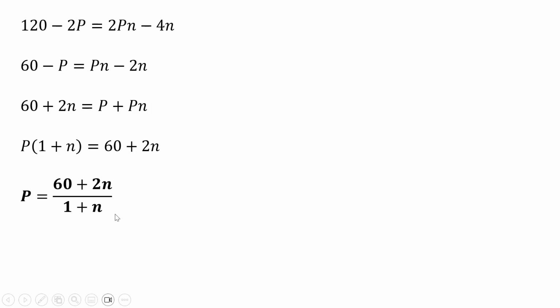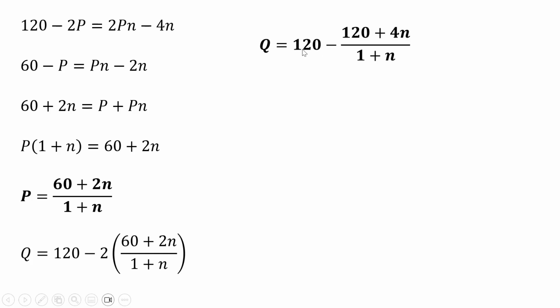To get the equilibrium quantity, we can take this price and plug it back into the demand equation. So our demand equation, market demand, was 120 minus 2 times P. And since P is this result here in bold, I'm just going to substitute that in here and now simplify a little bit. And now simplifying a little bit, we're going to end up with this result right here.